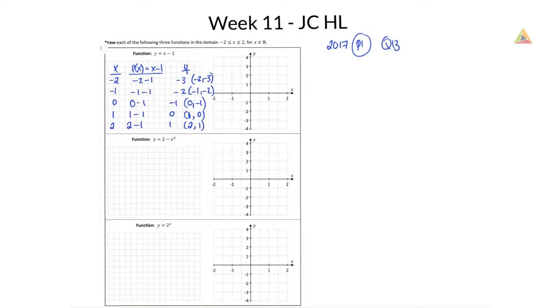So the point minus 2, minus 3. So minus 2 on the x-axis here and drop to minus 3, so your first point is going to be there.